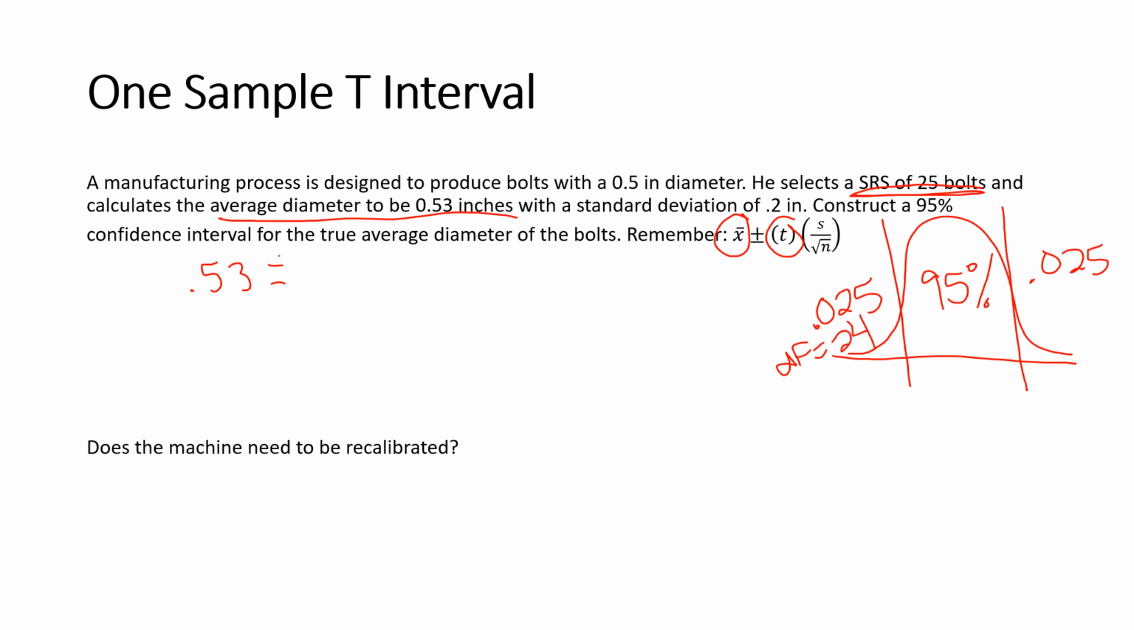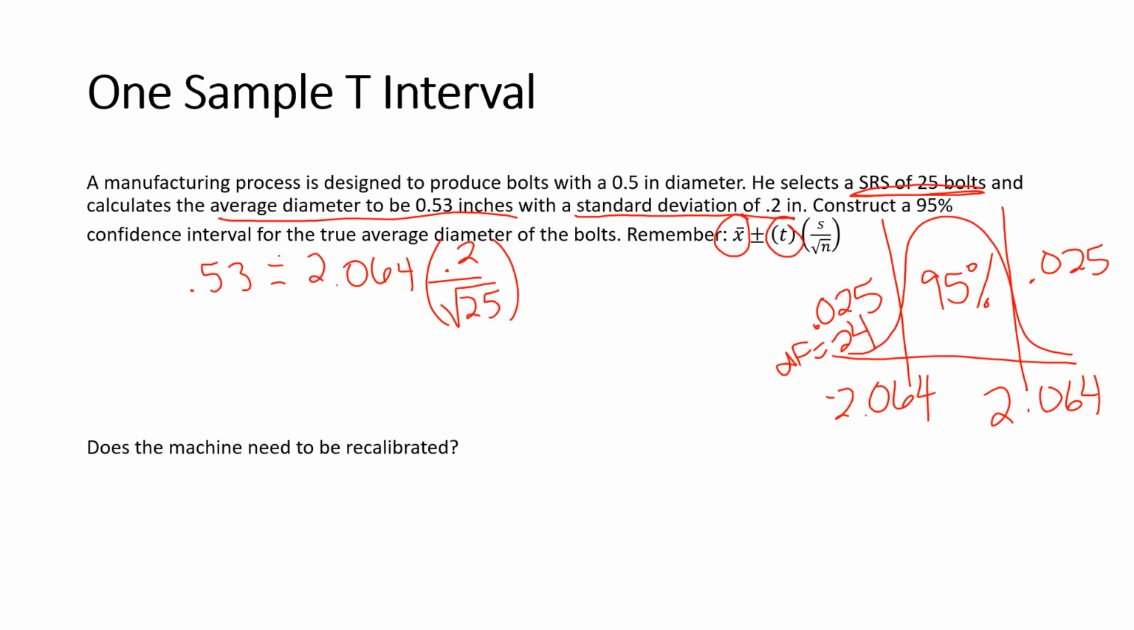So I'm going to go to my chart. I'm going to look up 24 degrees of freedom at a probability of 0.025. 24 degrees of freedom, 0.025, that's 2.064. Okay, so that is my critical value, 2.064 times the standard error. And standard error is just going to be my standard deviation, 0.2, over the square root of our sample size.